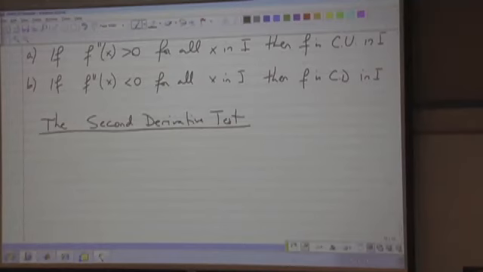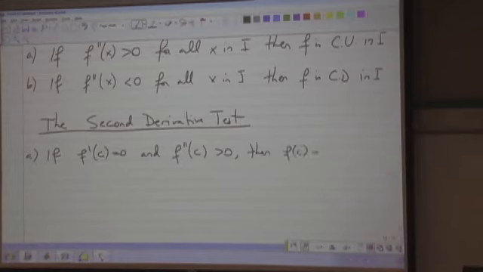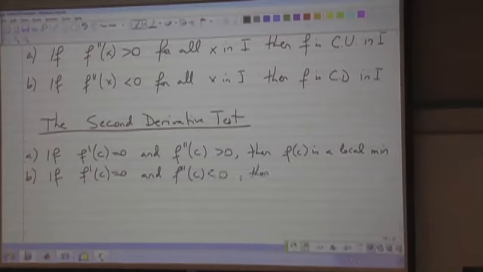It says the following. In part A, if f prime of c is equal to 0 and f double prime of c is bigger than 0, then f of c is a local minimum. In part B, if f prime of c is equal to 0 and f double prime of c is less than 0, then f of c is a local maximum.